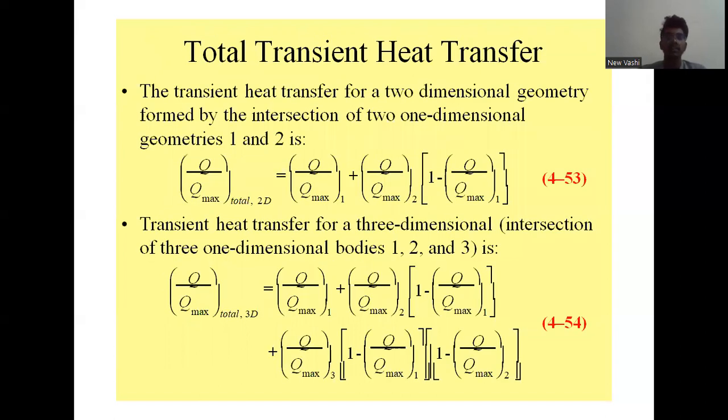Total transient heat transfer. The transient heat transfer for a two-dimensional geometry, from the intersection of two one-dimensional geometries, is (Q/Qmax)2D = (Q/Qmax)1 + (Q/Qmax)2 [1 − (Q/Qmax)1]. Transient heat transfer for a three-dimensional geometry is (Q/Qmax)3D = (Q/Qmax)1 + (Q/Qmax)2 [1 − (Q/Qmax)1] + (Q/Qmax)3 [1 − (Q/Qmax)1][1 − (Q/Qmax)2].